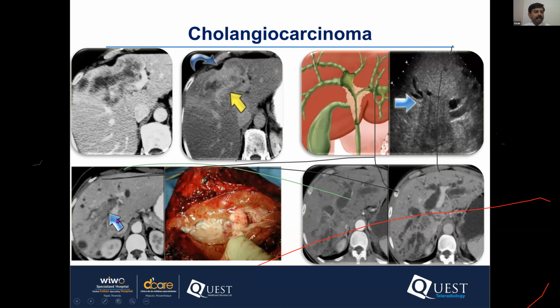Here we are seeing a cholangiocarcinoma of the intraductal type, where part of a large duct is involved, and we are seeing the tree distal to it is all dilated. And this is the pathological specimen.